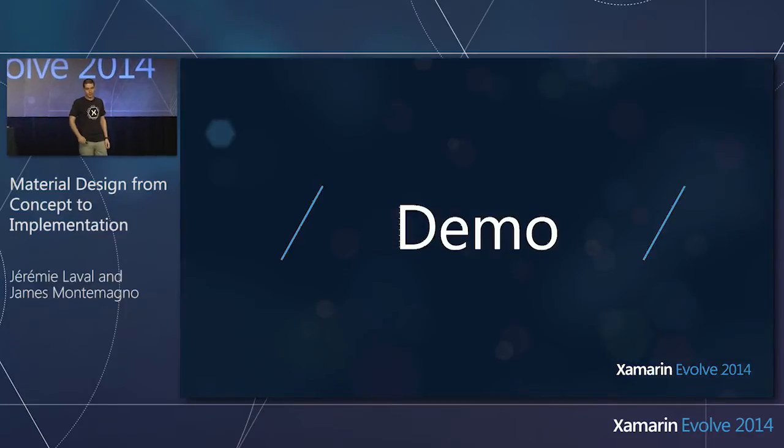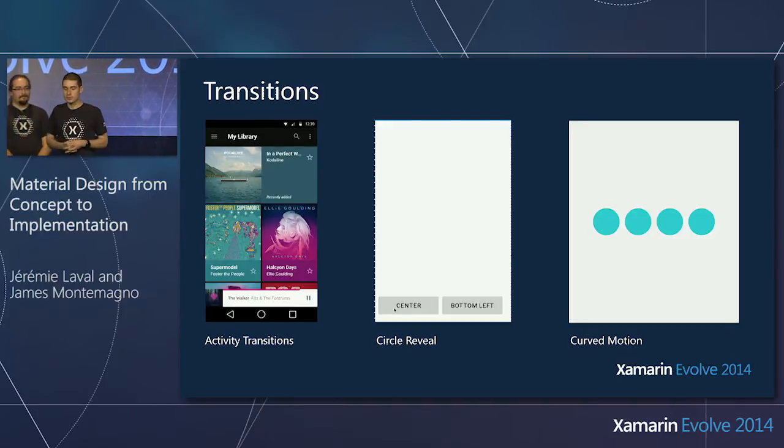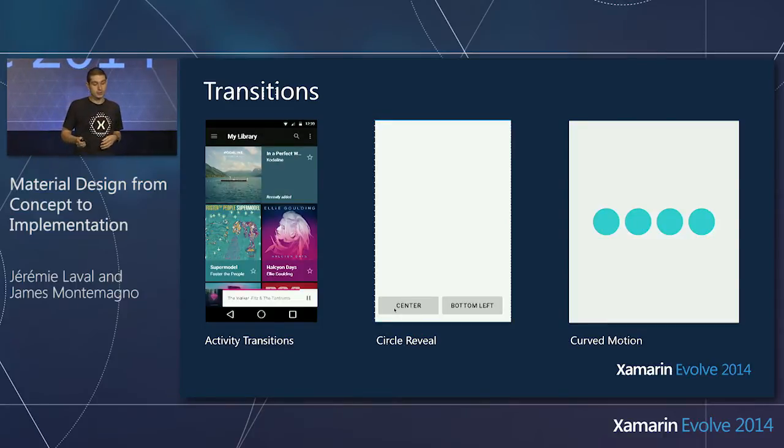So that's one part of touch feedback, but of course I want to talk about a few other things. I really want to talk about transitions and animations and movements. And there's 3 distinct points that I'll dive into. The first is activity transitions, which looks something like this.